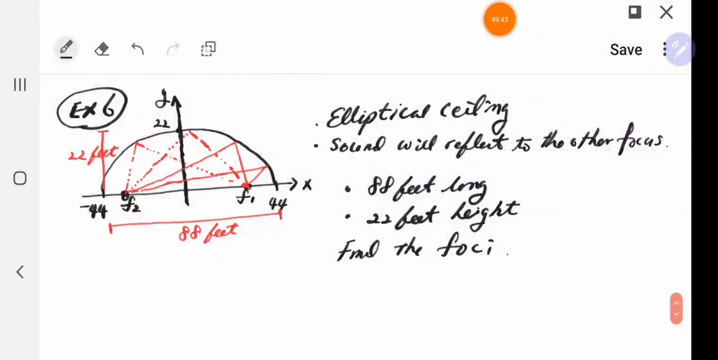Okay, example 6. Here is a gallery whose shape is elliptical. The ceiling is elliptical in shape. Since it's elliptical, there are two foci. If you make a sound, the sound wave travels through the ceiling and reflects to the other focus. This gallery is 88 feet long, and the maximum height is 22 feet. Let's find the focal distance, so that if you create a sound from one focus, it will end up at the other focus.